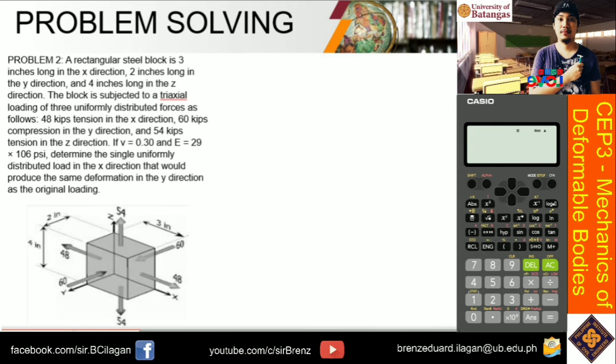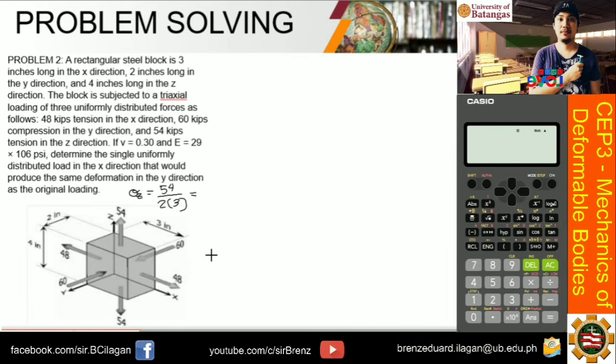What we need to find is the single uniformly distributed load in the X direction that would produce the same deformation in the Y direction as the original loading. Before that, since the actual forces on the axes are given, let's first solve for the stress developed in each axis. Let's start with the Z direction, where we have 54 kips in tension. The stress with respect to Z is just equal to 54 divided by the area. The dimensions are given in the problem, so we need the area, which is 2 inches times 3 inches, so 2 times 3.